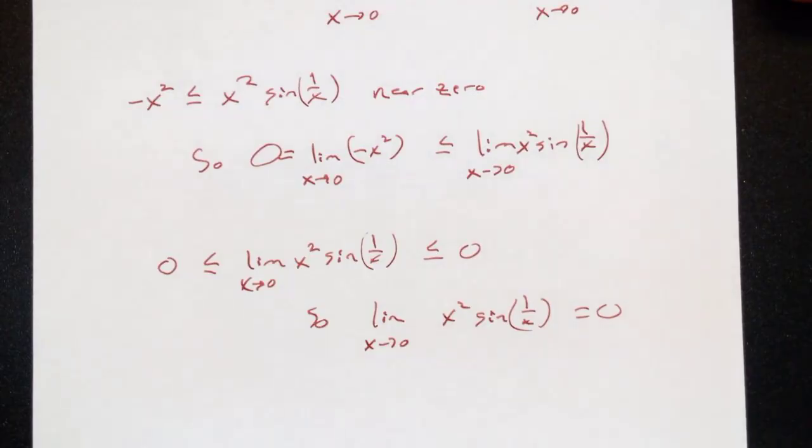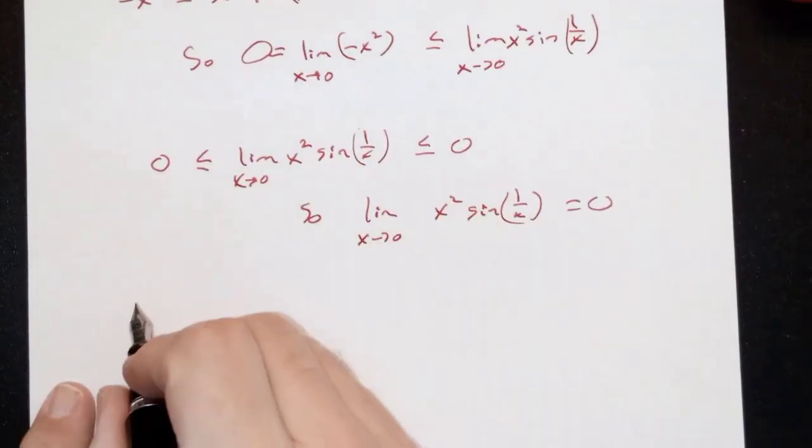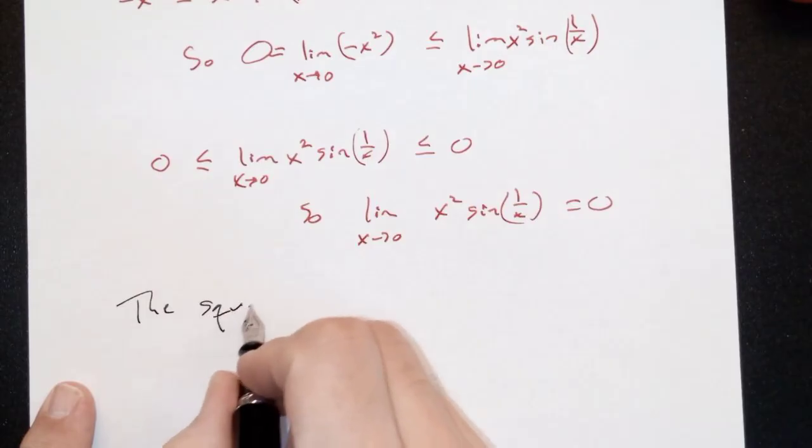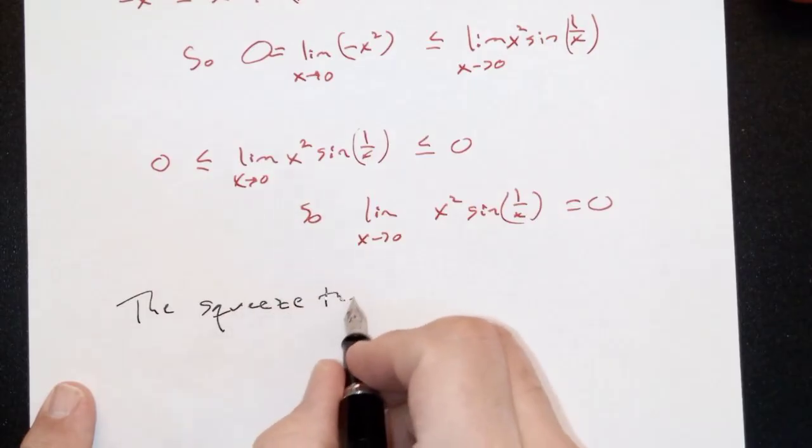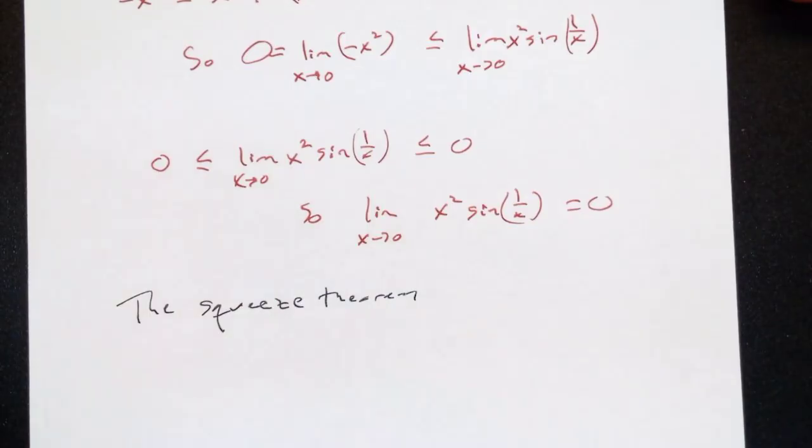I never figured the limit out directly, but I was able to squeeze it between two other functions. And the fact that those two other functions had exactly the same limit forced my unknown graph to go between them and get squeezed to exactly the same place. So let me write this out in detail.